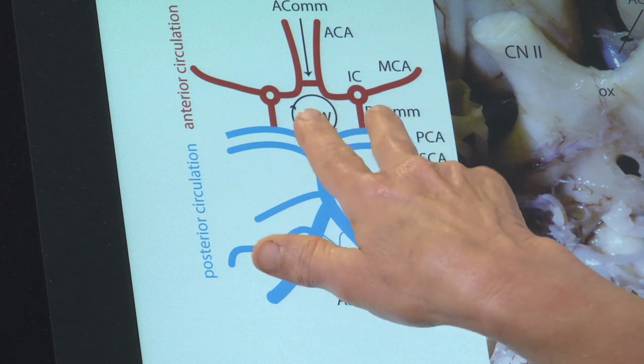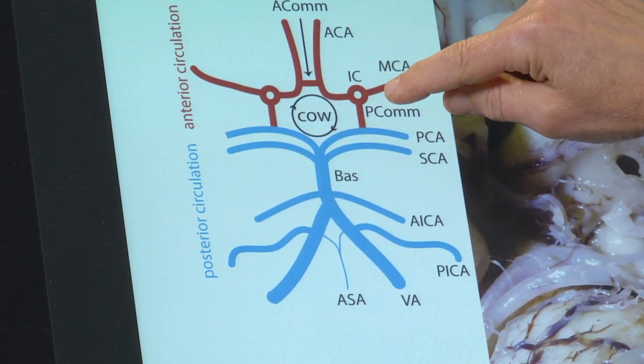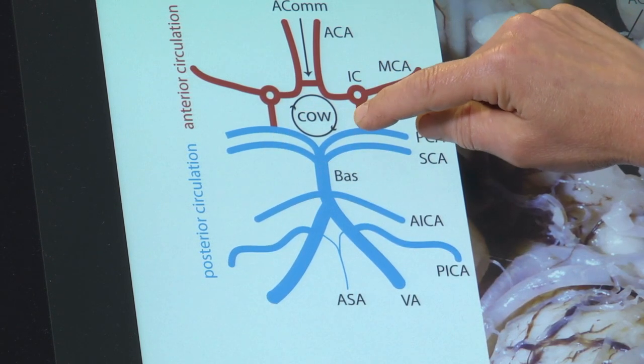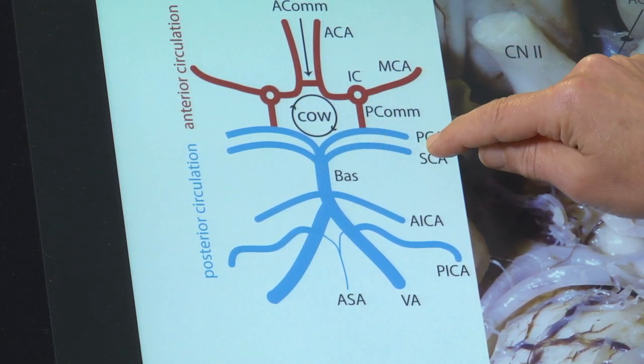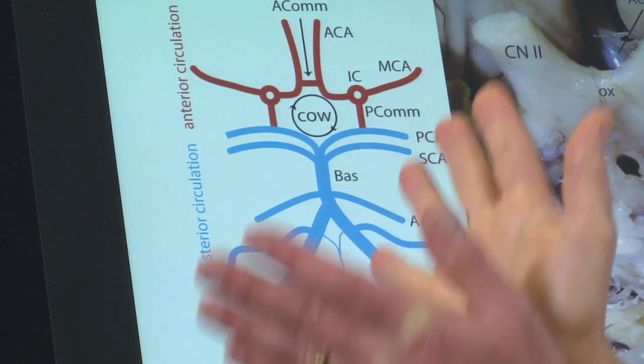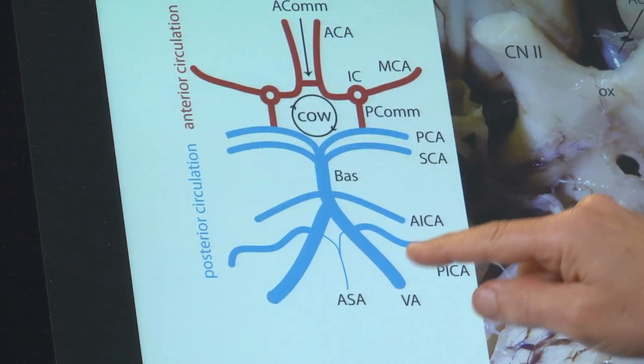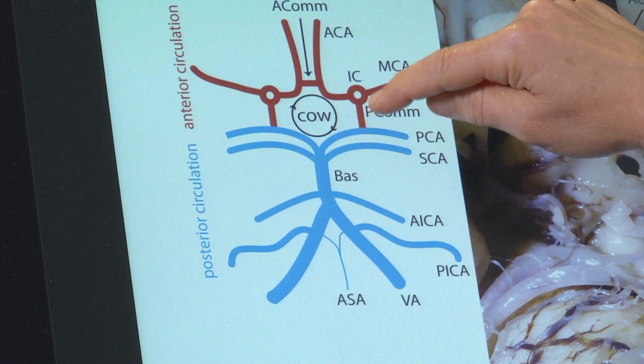Now there are two posterior communicating arteries that join the middle cerebral artery or the internal carotid to the posterior cerebral artery that is the final division of the posterior circulation. So here you have this circle.